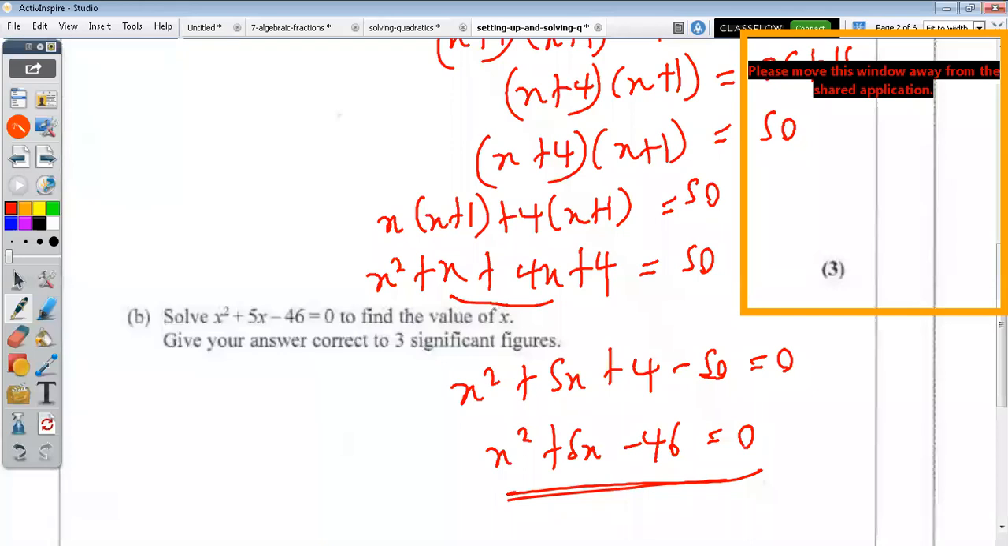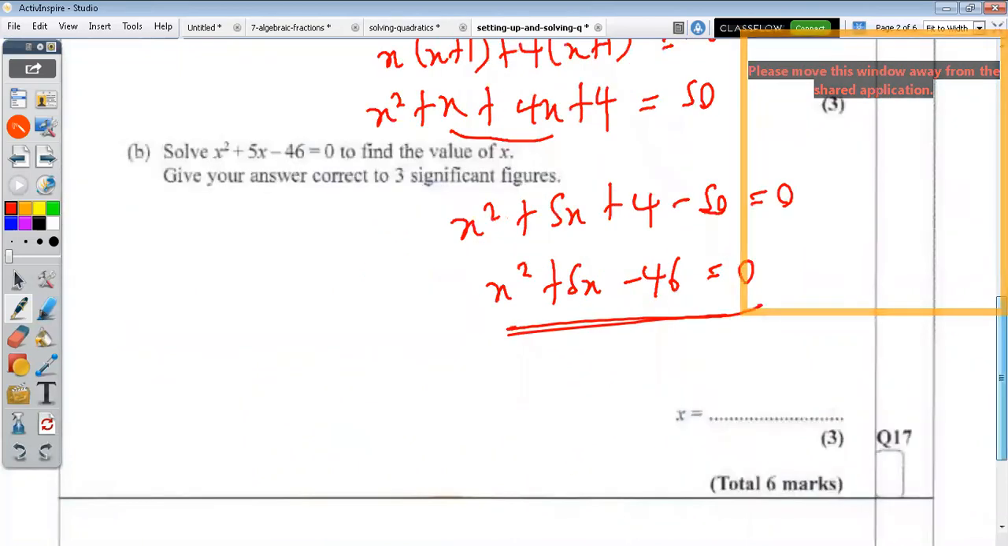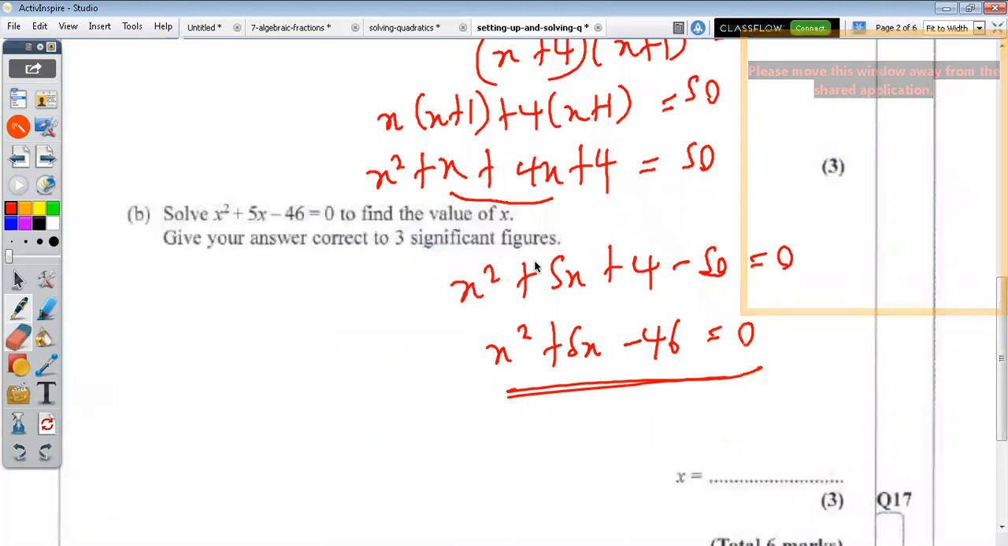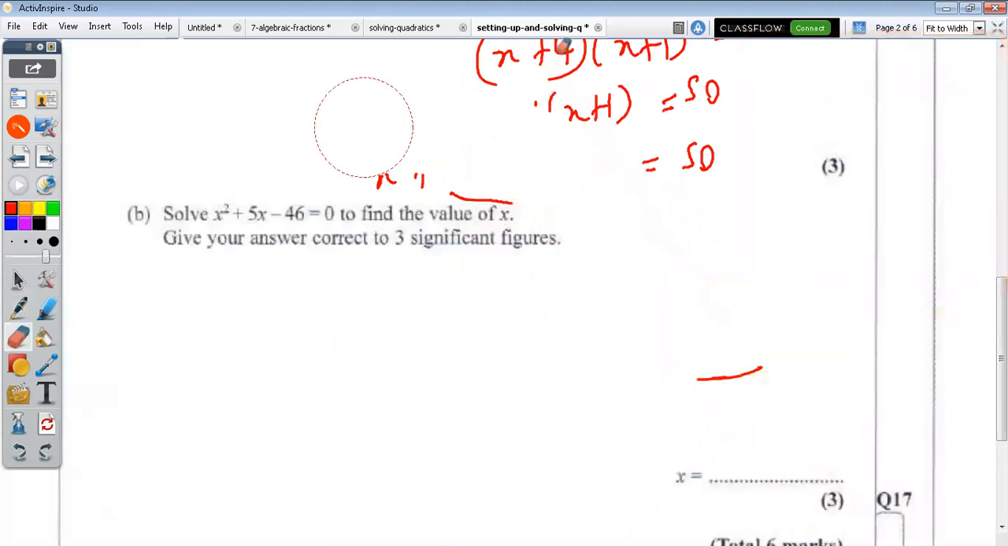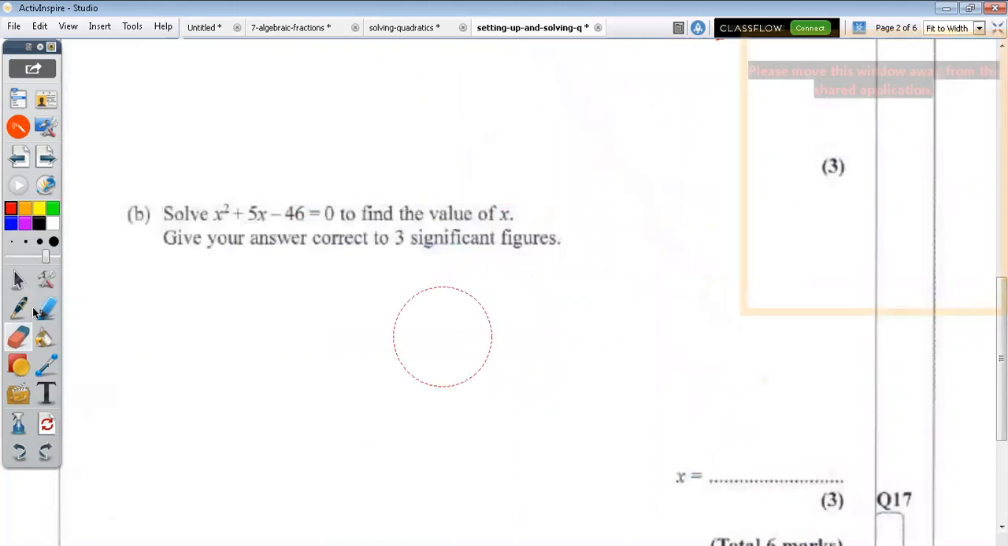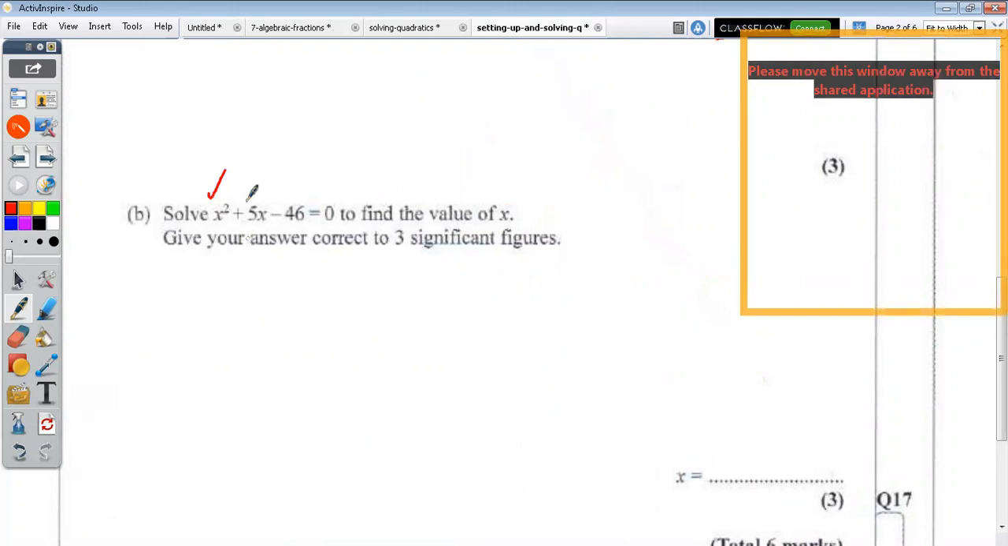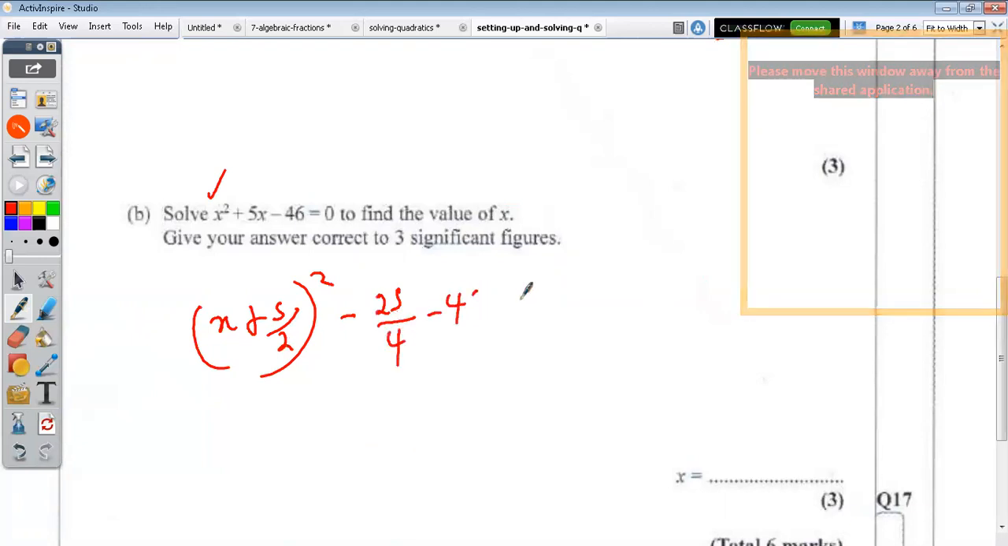Yes, sir. Now look at the next part here, which is saying now to 3 significant figures, meaning you can't solve it by factorising. So I'm saying you can use the quadratic formula, or let's use the completing the square that we've just learned now. This is okay because the coefficient is 1. So I inspect this, then I divide by 2. So that's x plus 5 over 2 squared, minus the square of that, the numerator squared 25, the denominator squared 4, minus 46 is equal to 0.